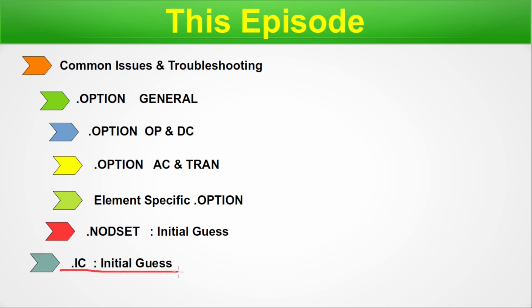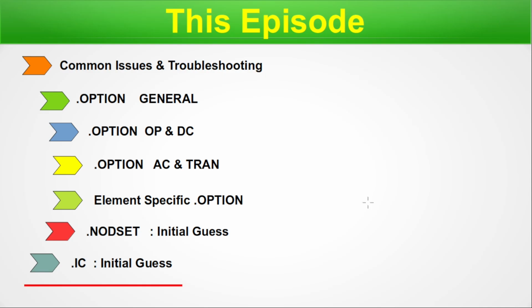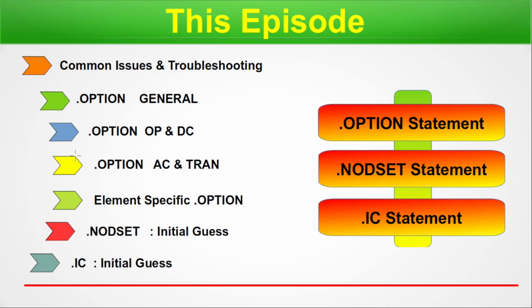Next is the .IC, that is the initial condition, and .IC and NODSET are two similar commands. However, there are some differences. Once we go into detail, you will find out the differences. So here we will stop in today's episode. In a nutshell, we will be talking about the .option statement, the .NODSET statement, and the .IC statement in this episode.